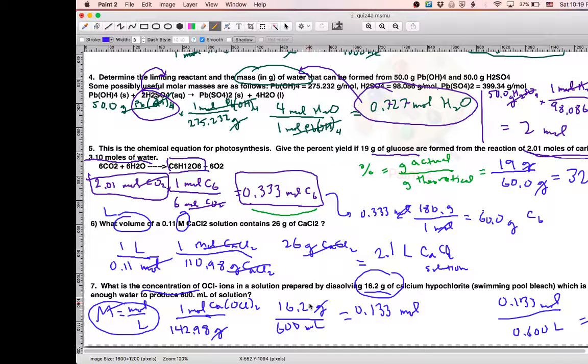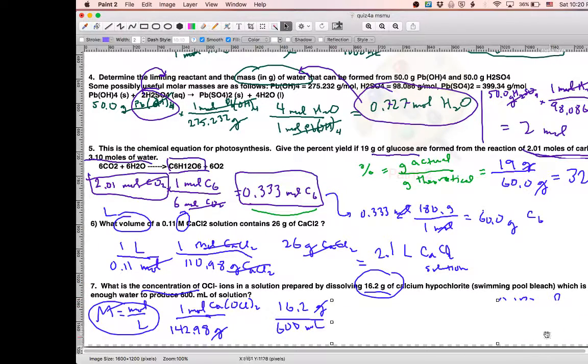Why? Because in this problem, they've dissolved 16.2 grams of this stuff in 600 milliliters of solution. So, should I do it for you? Just for those of you who don't like the two-step process, yes, I'll do it for you. You could have said, milliliters are not what we want. We want liters. So you could have done this. This is moles over liters. So you get the same answer, 0.222 molar.